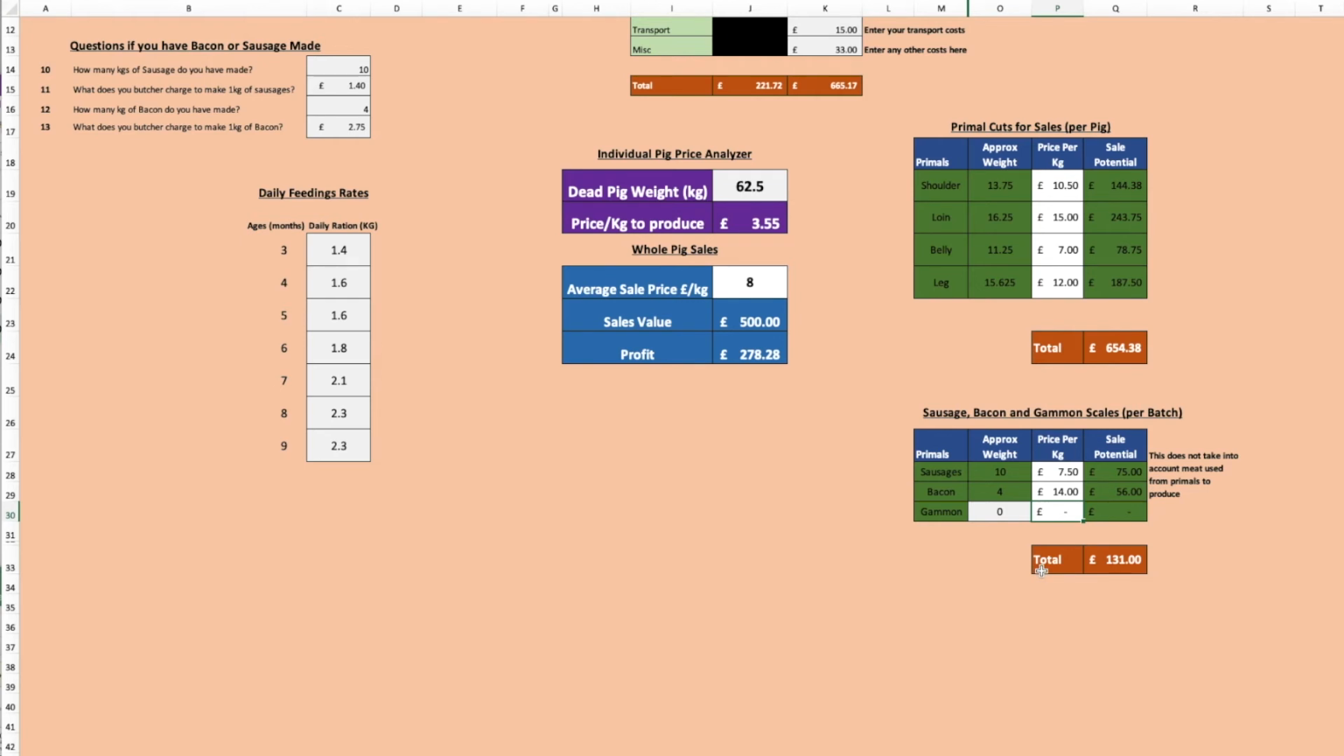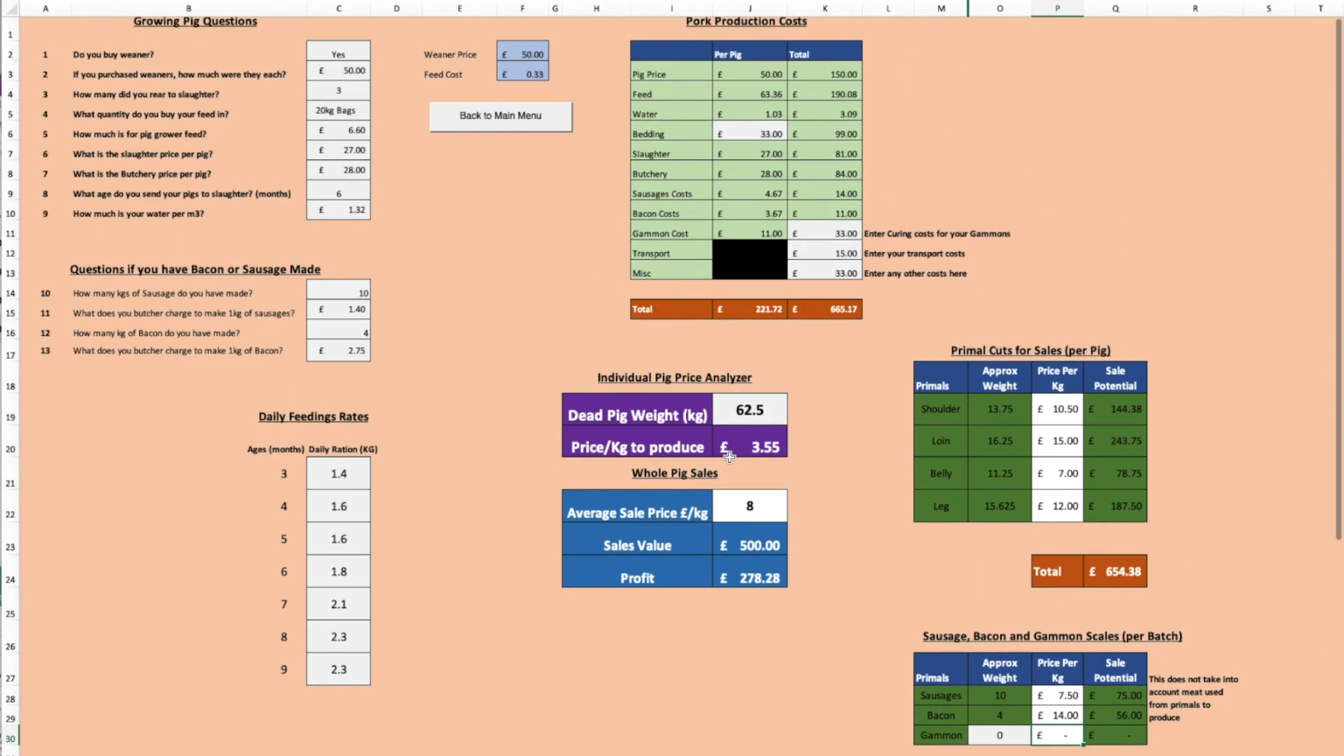But this doesn't take into account up here, it's not an addition to the £654 if you've taken out a percentage of the loin to be made as bacon. That's not factored into the overall price on there. That is something I'm working on to develop.